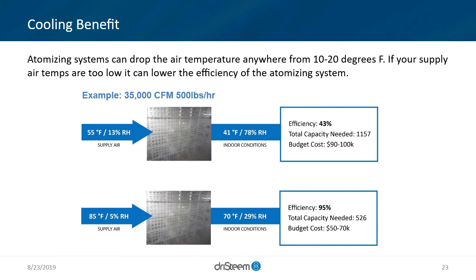Likewise, if we do have that energy in the air, whether that's a preheat source or a heat source from the area, we can take that same data and get 95% efficiency. Our total capacity needed is a lot lower. It's 526 pounds an hour, which drops the budget significantly.